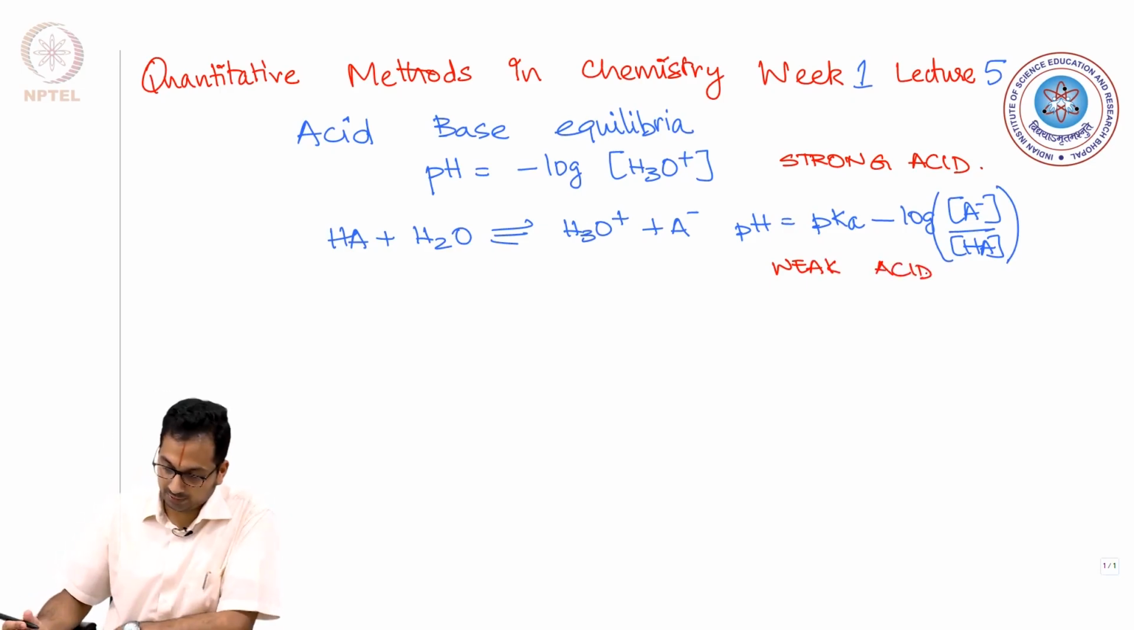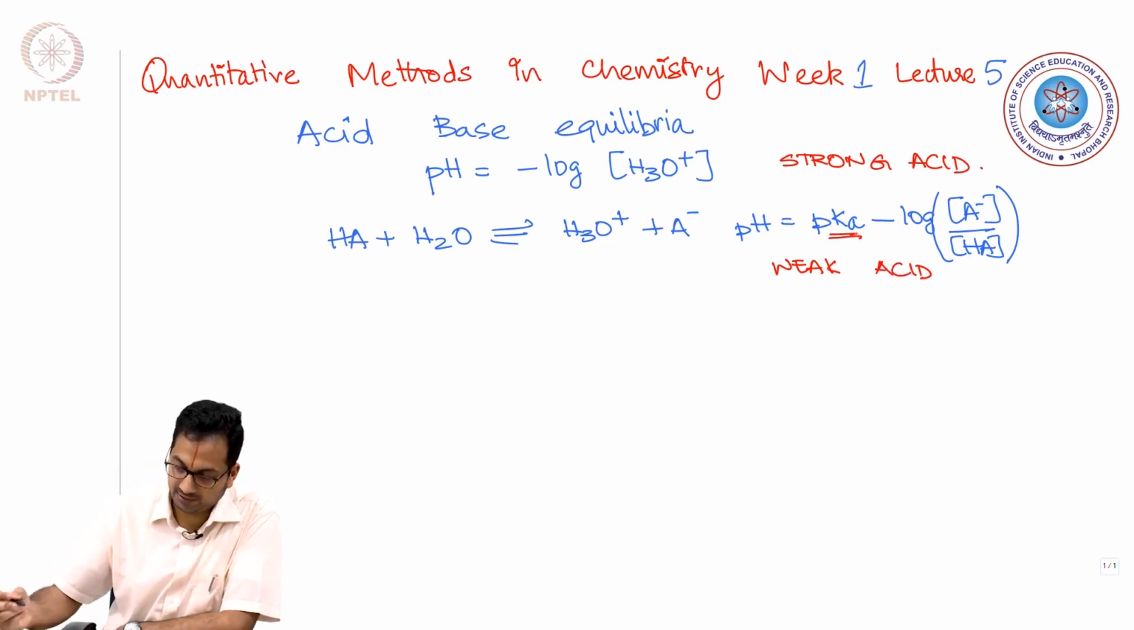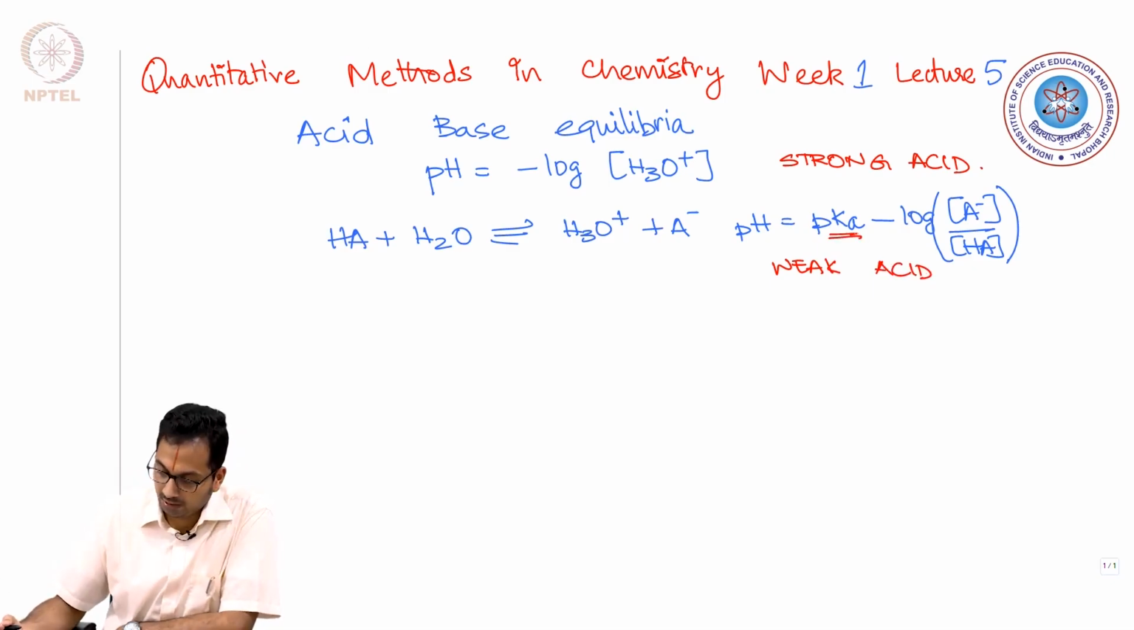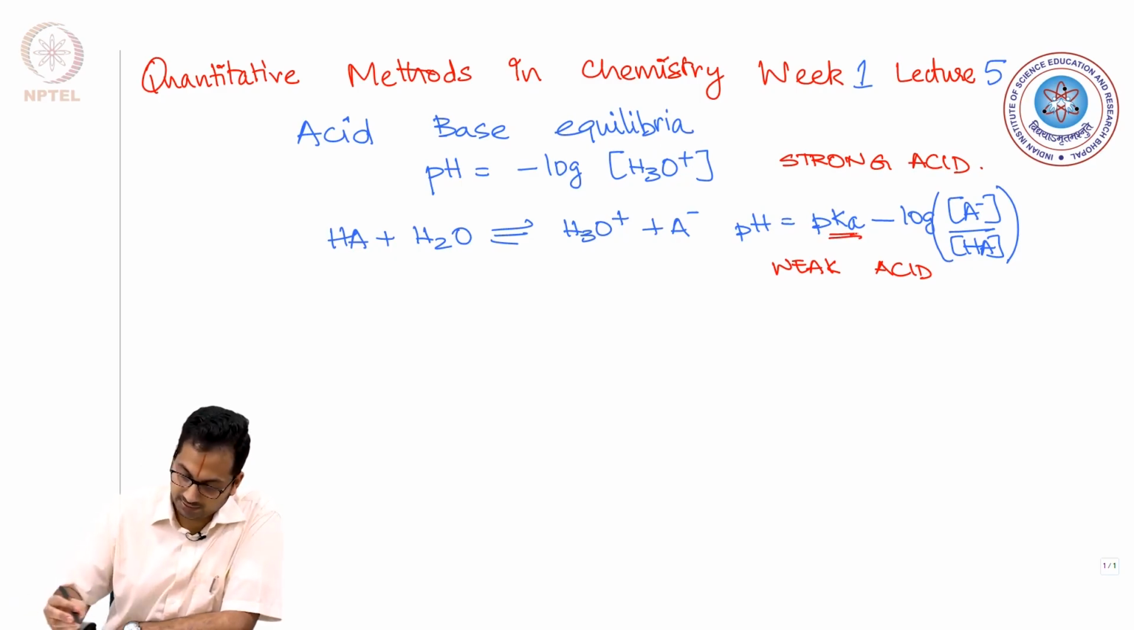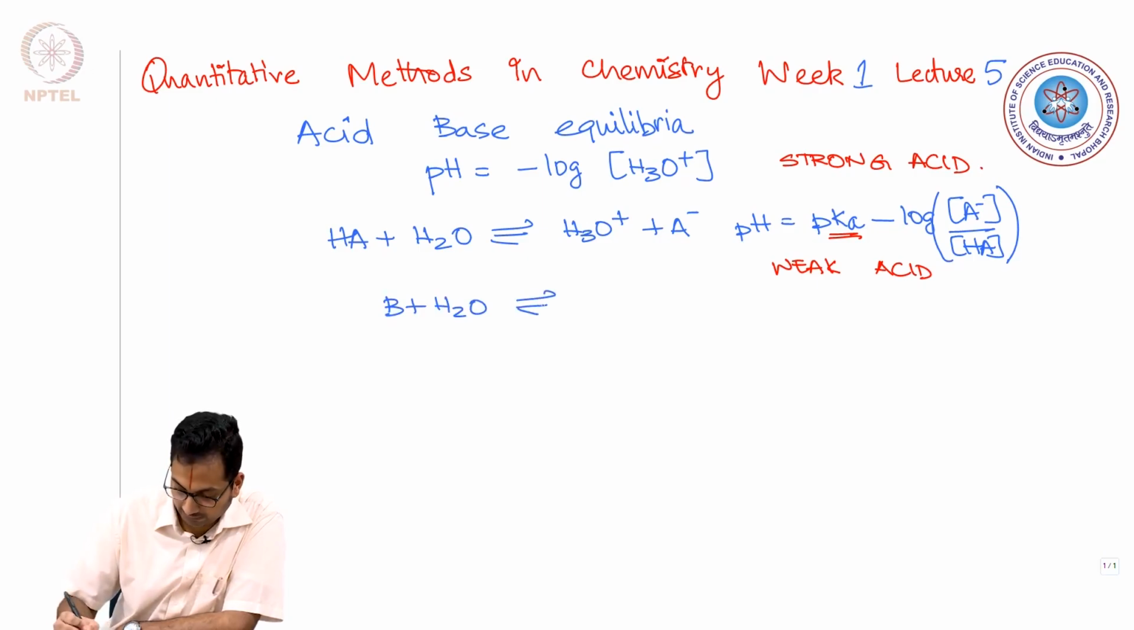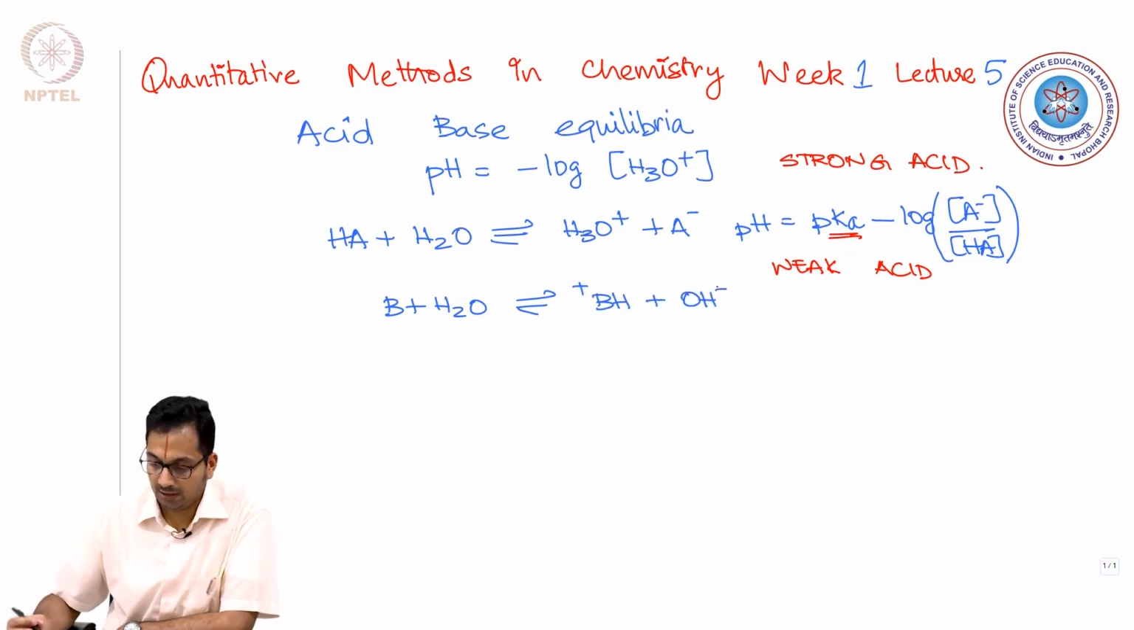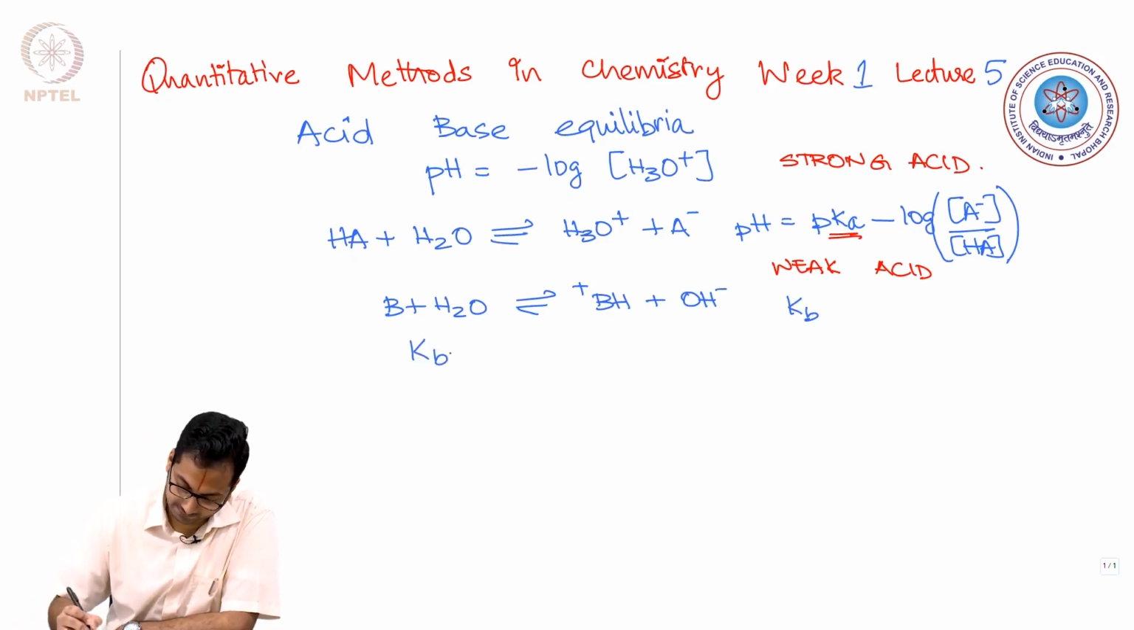The other parameter that can be defined, of course, here it was defined with a parameter called Ka, which is the equilibrium constant, the acidity equilibrium constant. Similarly, one can also define the basicity equilibrium constant. Let us say you have B, which is a weak base that abstracts a proton from water. It is defined by Kb. So, why don't we write the Kb?